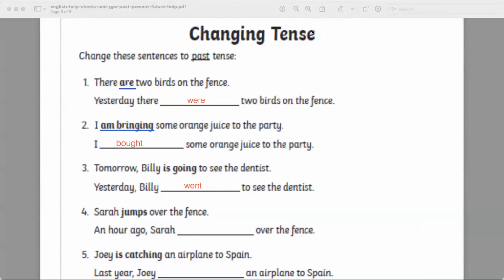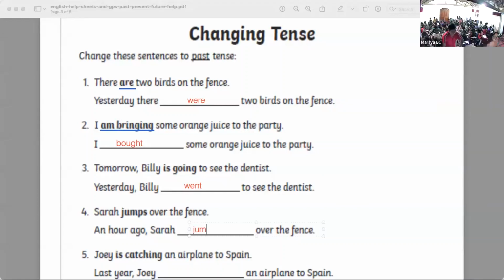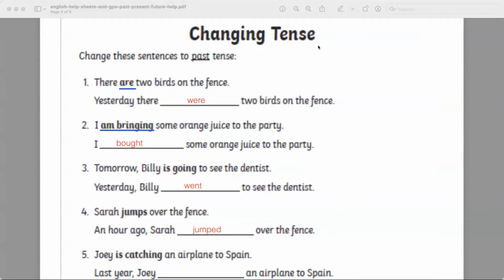How about number 4? Sarah jumps over the fence. Maria EC. Sarah jumped over the fence. Good, well done. Hey, you guys are doing really good.